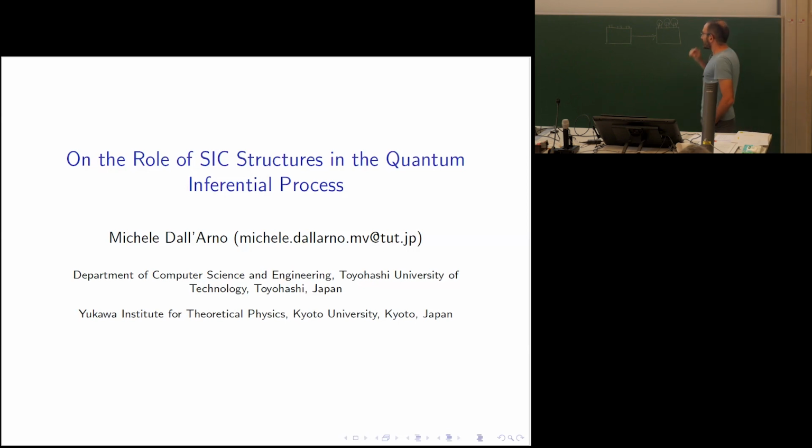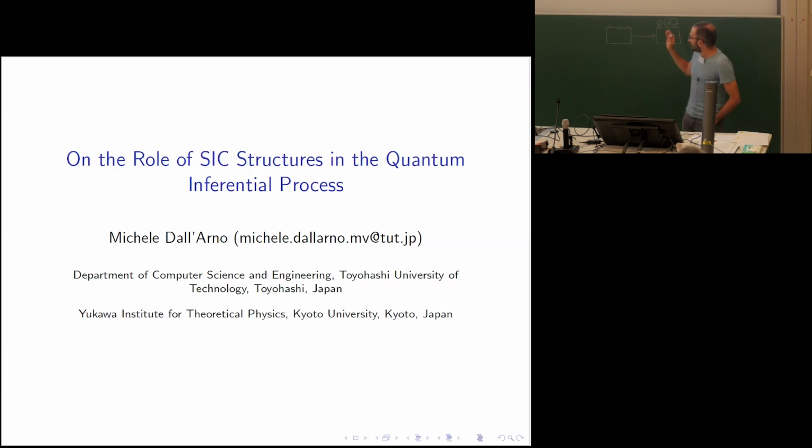So now the inference can be, if we believe in a specific theory, about the states that are prepared upon the pressure of each button, or it can be about the measurement, no? So about the measurement that is implemented, the POVM, if we believe in quantum theory, that is implemented by this box.